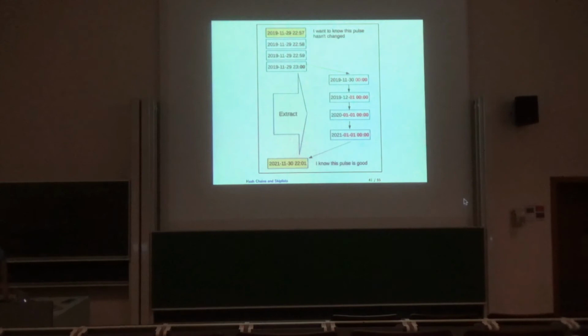I'm not quite sure how to illustrate it better than just describing it. So you create a skip list from an existing hash chain? Yes.